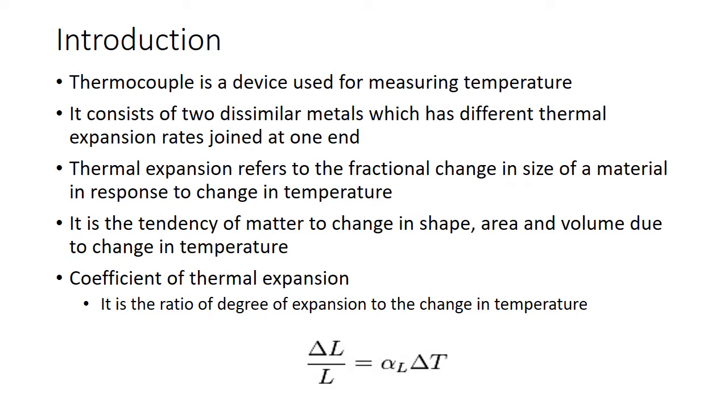So we have a formula for calculating the coefficient of thermal expansion, where alpha L is denoted as the coefficient of thermal expansion. Delta L by L is equal to alpha L into delta T. So delta L is the change in length which is due to the change in temperature, L is the original length, alpha L is the coefficient of thermal expansion, and delta T is the change in temperature.